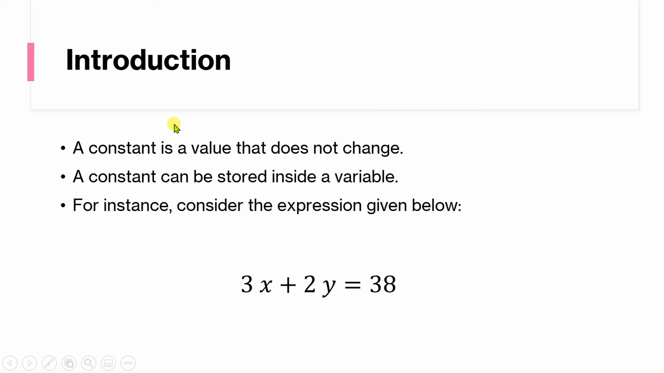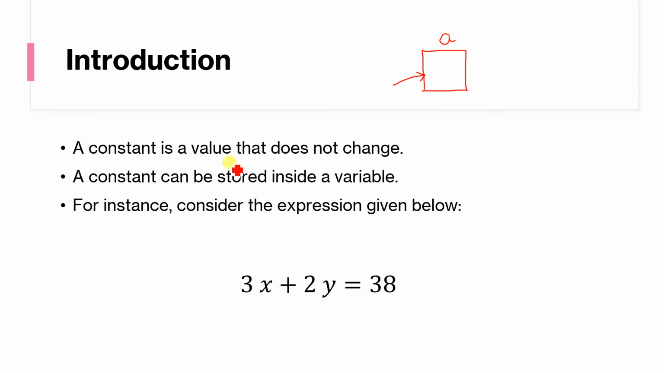So let us first understand what we mean by a constant. A constant is a value that does not change. A constant can be stored inside a variable. We have already discussed what a variable is. Whenever you declare a variable, let's say a, a specific location will be created inside the memory, and that location name is treated as a. Now you can store any value into this particular space. So this is called a named memory location, or a variable.